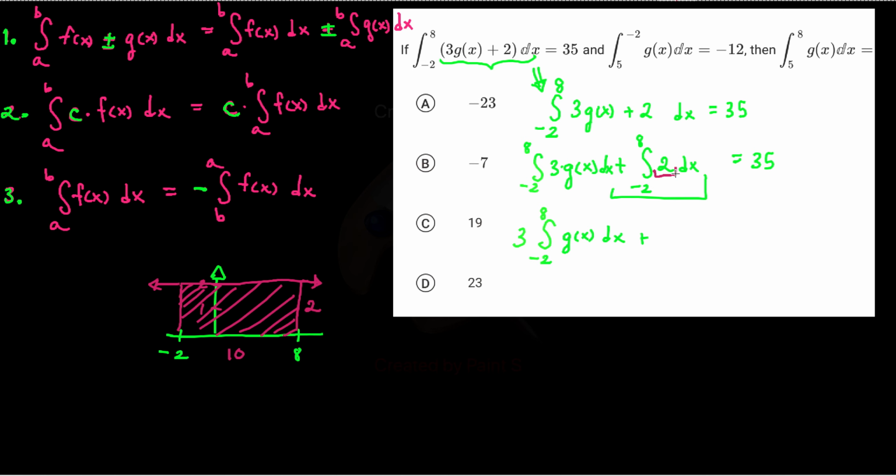So I know that this whole integral here is 2 times 10, which is 20. And then that I know equals 35.